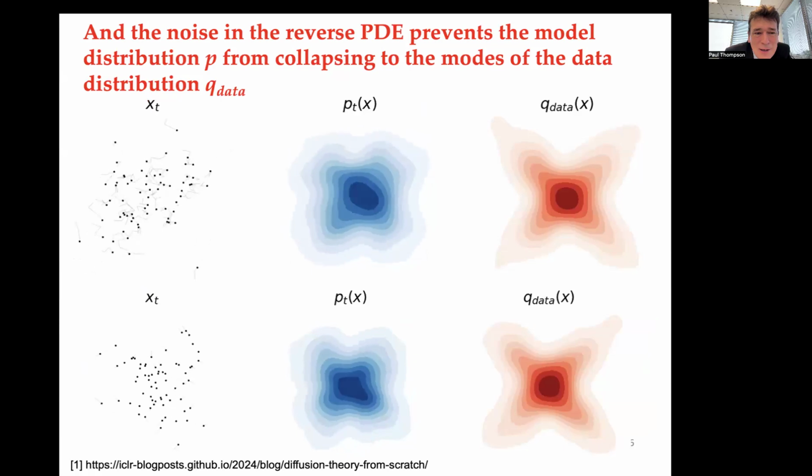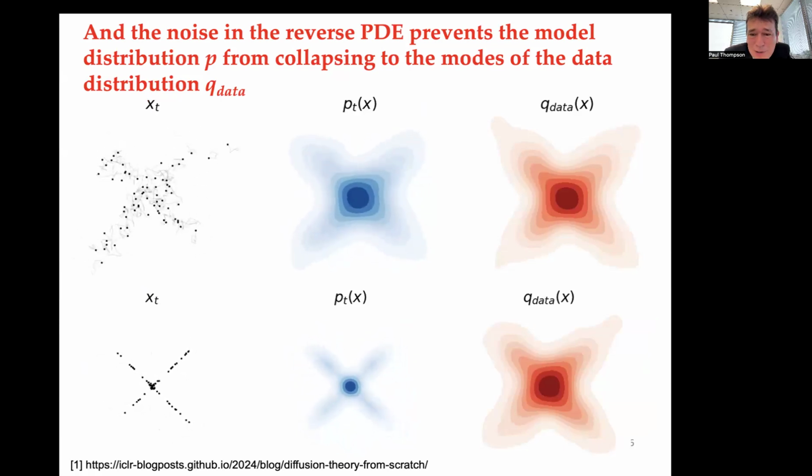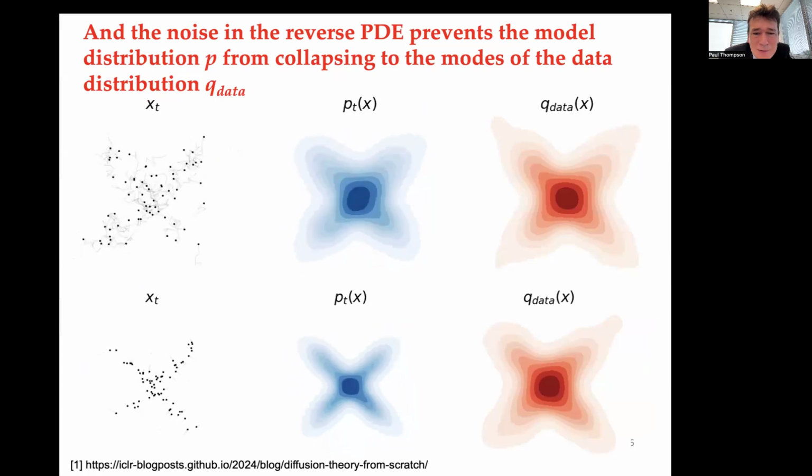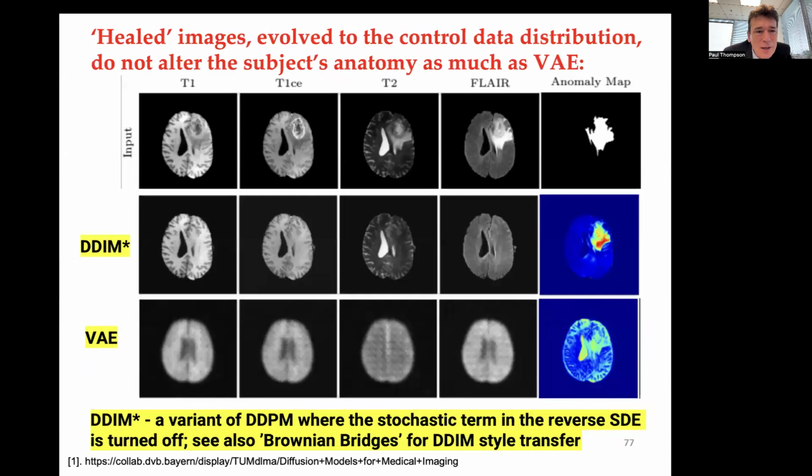If you want to age progress an image or heal an image, take a patient's image and see what it looked like when the patient was healthy, you don't want to generate other people's images. And so one of the ways that has been done is using DDIM, or denoising diffusion implicit modeling, where the stochastic term in the reverse stochastic differential equation is turned off. And you can see that this will take an image, either age it or reverse a disease.